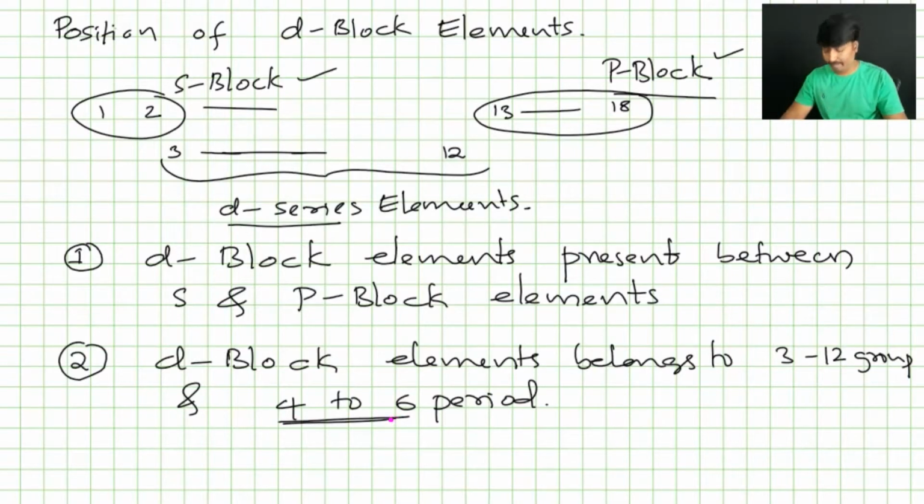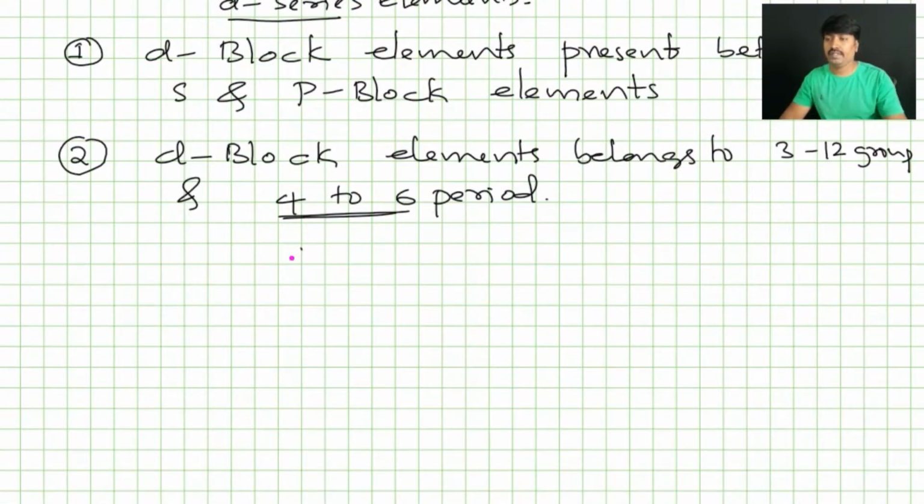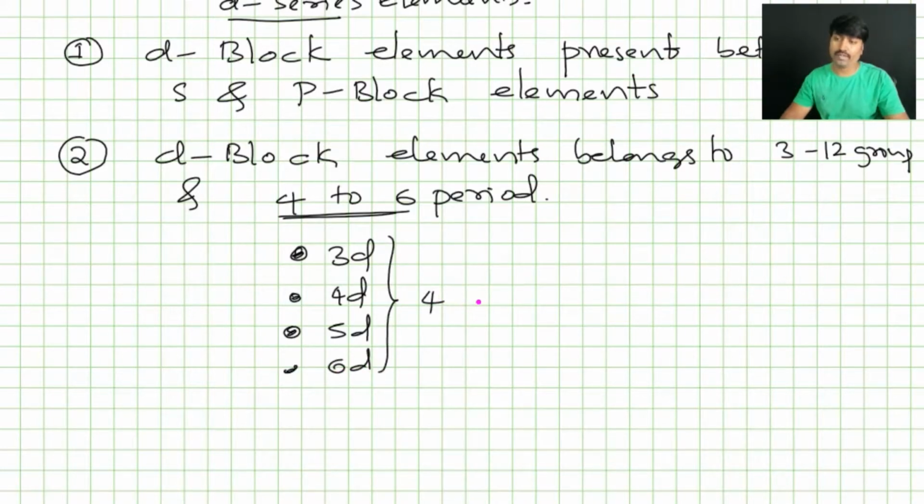Now in between them there are totally 4 series, 4 D series. Let me list those here. The first one is the 3D series, then the 4D series, then the 5D series, and the next one is the 6D series. These are the 4 series we have. 4 D series of D block elements are there. So that's in case of periods.